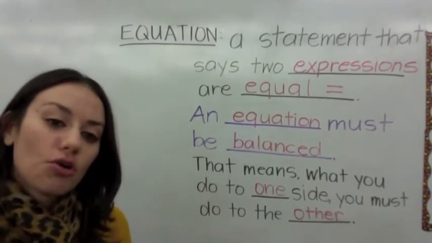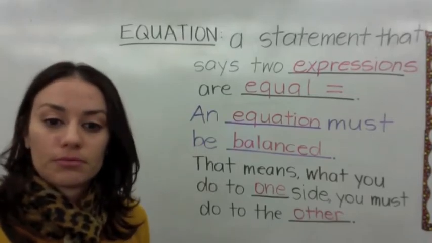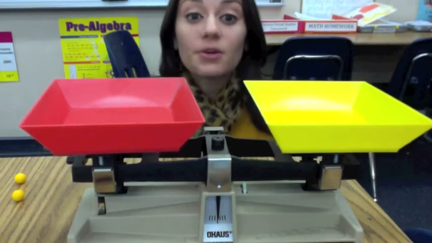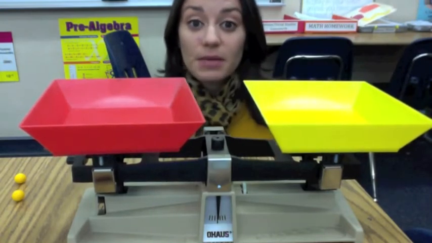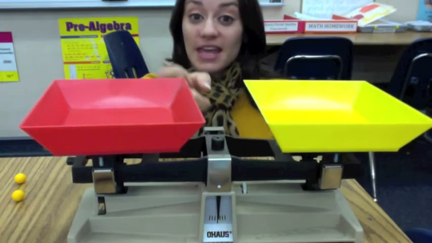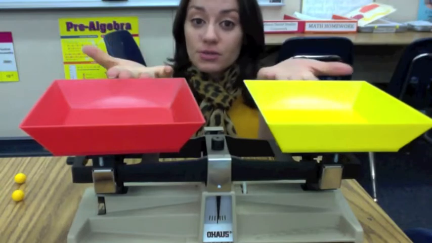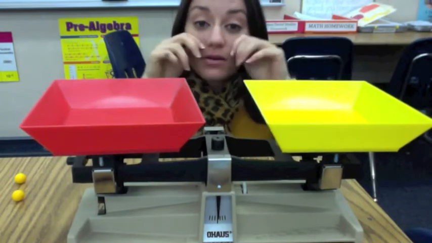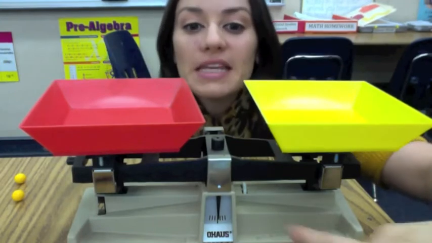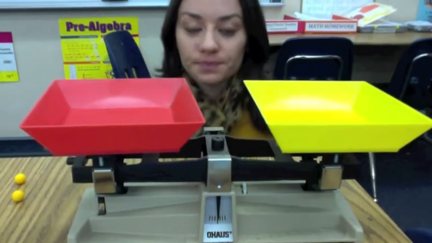So now I'm going to show you a demonstration of an equation. The most important thing you must remember is that equations need to be balanced. They need to be what? Balanced. This is an example of a balance. There are two sides, the red side and the yellow side. And because they are balanced or level, this arrow in the center will point right to the middle.